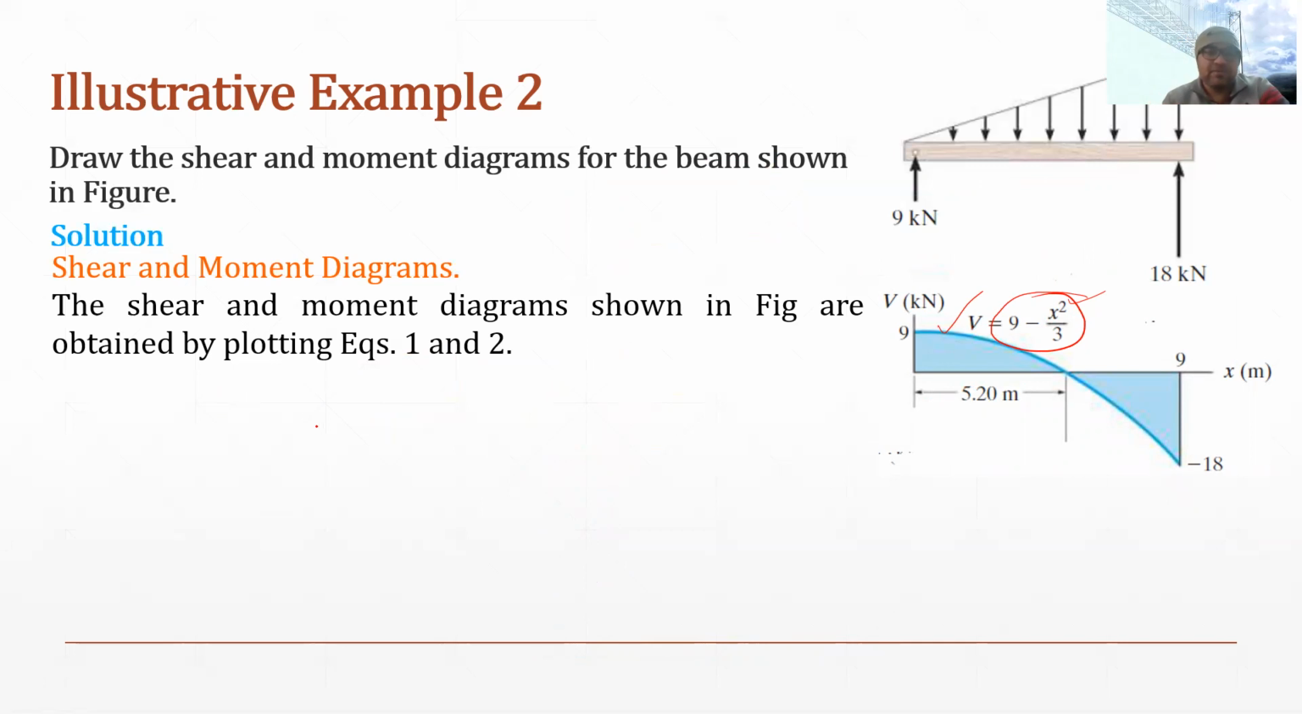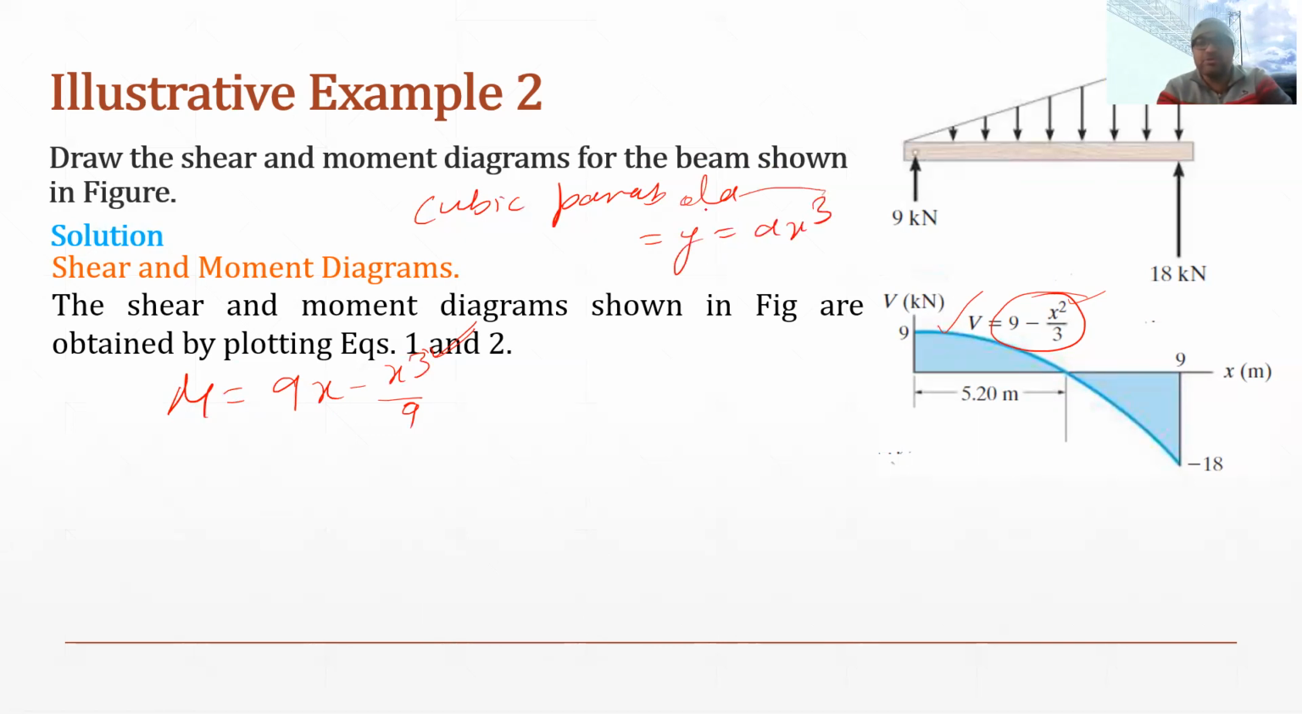Similarly, we have the second equation, the equation for moment. That equation is 9x minus x cubed by 9. On the same line here, you can see in this equation we have x of order 3. Generally, the equation of a cubic parabola involves y is equal to ax cubed. This is the simplest equation of a cubic parabola, and in this we have x of order 3.